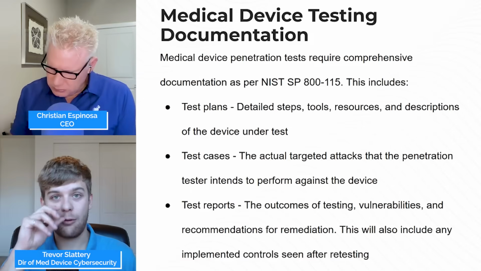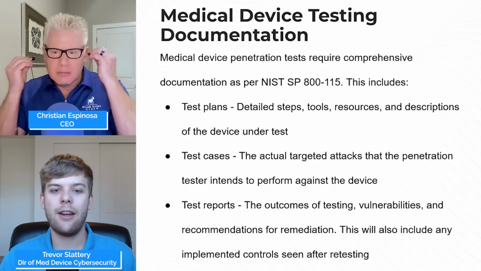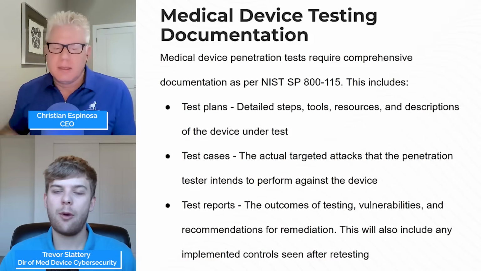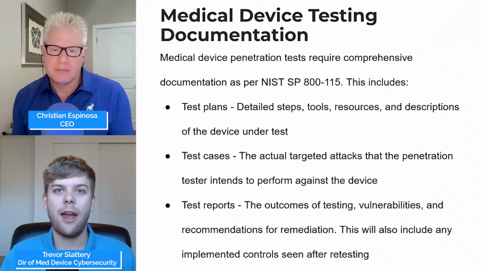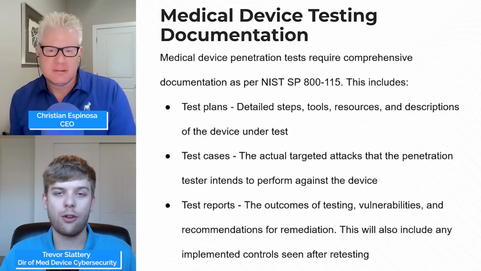Finally, we move into the test report. This is after the testing is all said and done. We take a look at any of our test cases that were failures. So if we have a failed test case, that means we were able to compromise the system through that vulnerability. There were no controls in place to prevent that test case from being valid. That'll get written up in the report.